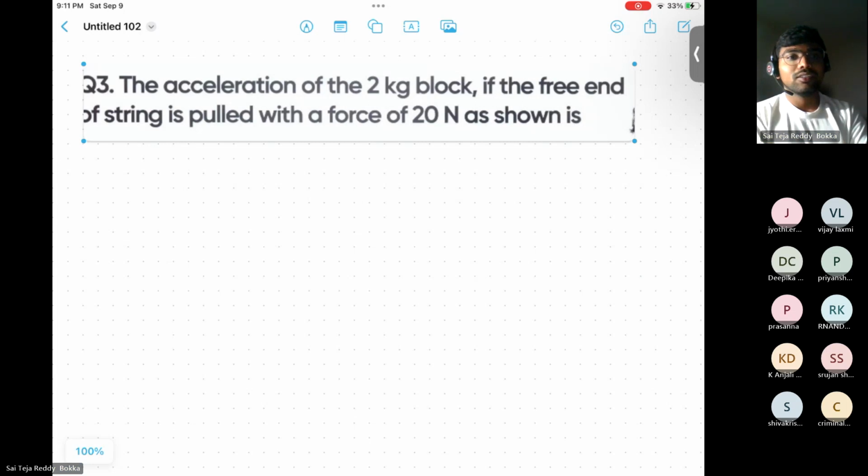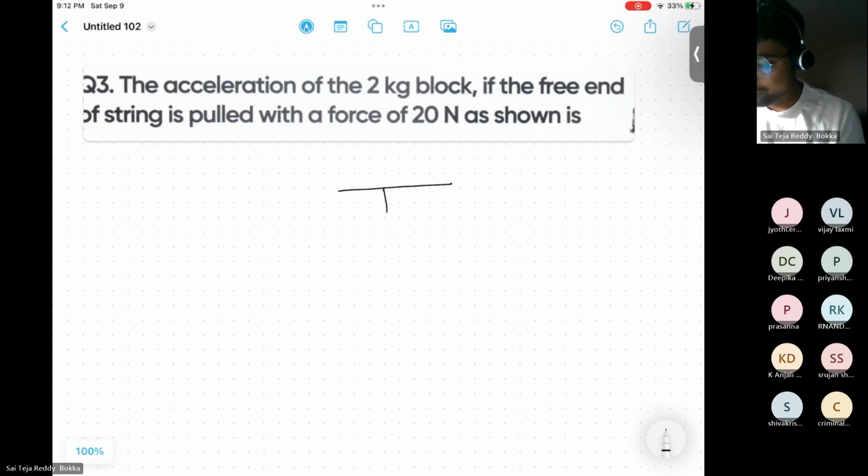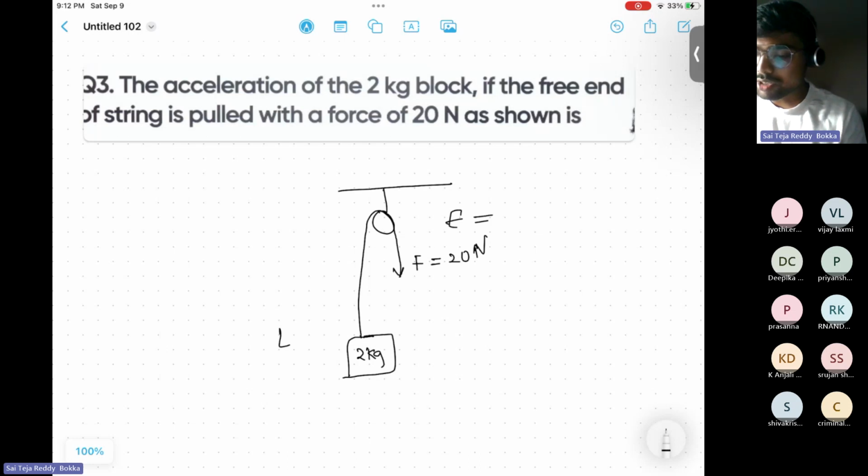Now, find the acceleration of the 2 kg block if the free end of the string is pulled with a force of 20 newtons, as shown in the figure. I'll draw a figure for you. This is the 2 kg mass block, and the force is equal to 20 newtons. This we call the load, and this we call the effort. Your effort is equal to 20 newtons, and your load is 2 kg.